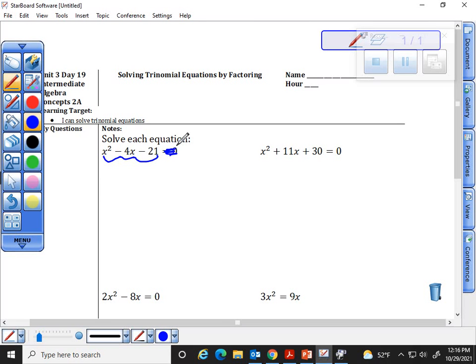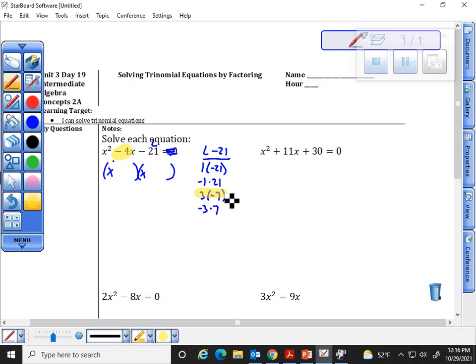So if I had to factor this, that means I'm going to put it into two separate parentheses, like so. I know my first term is going to be x to get the x squared, and my last term is a negative 21. So I could look at all the possibilities that, when multiplied, give me negative 21. But which combination will give me my middle term of negative 4?